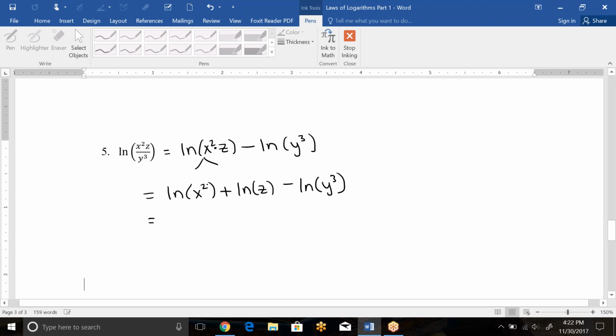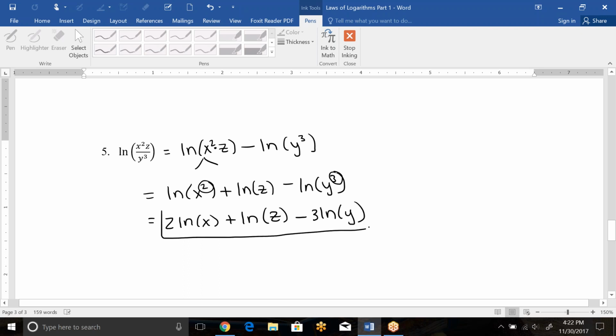And now I'm going to bring any powers I see to the front. So there's a power and there's a power. So this would be 2 natural log of x plus natural log of z minus 3 natural log of y. So this has been expanded out as far as it can.